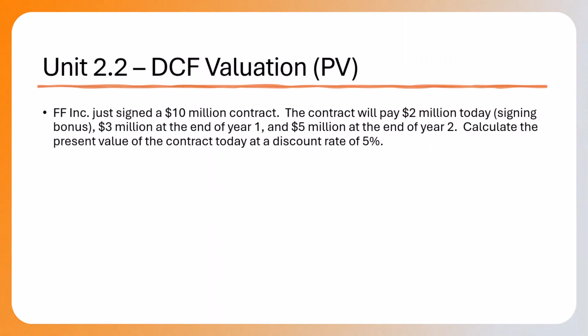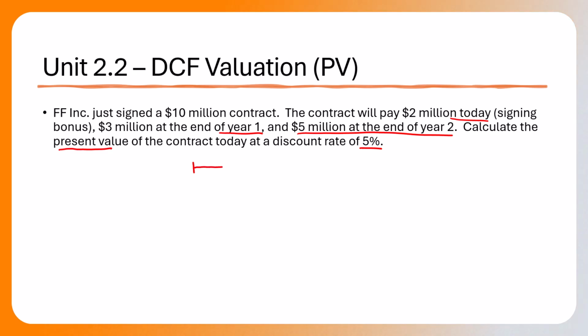In this question, FF Inc. just signed a $10 million contract. The contract will pay $2 million today, $3 million at the end of year 1, and $5 million at the end of year 2. Calculate the present value of the contract today, assuming a discount rate of 5%.